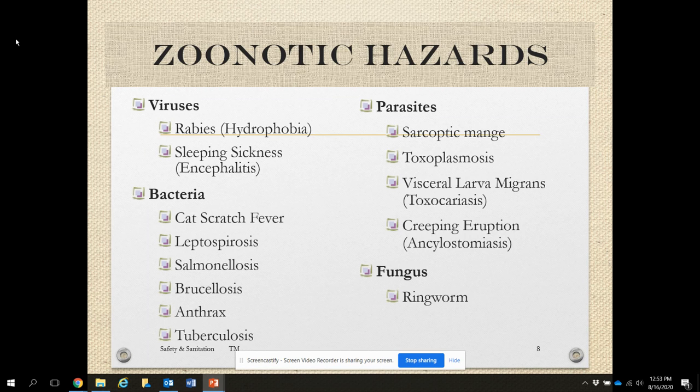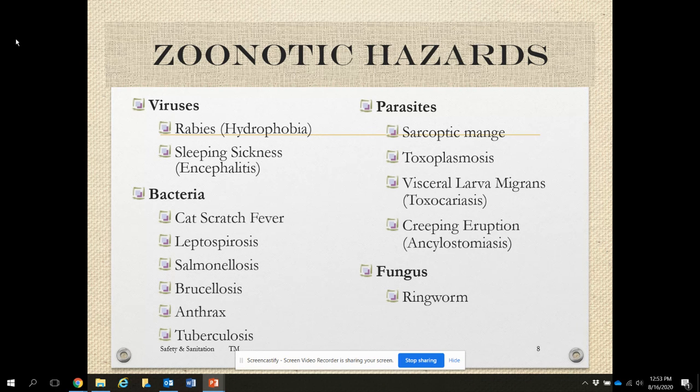And then we have fungus. So ringworm is a fungus. Even though it says ringworm in the name, it is a fungus. The reason it's called ringworm is because it makes a circular, raised, worm-looking kind of effect on the skin. So that's why it's called ringworm. It is not a worm. It is a fungus among us.